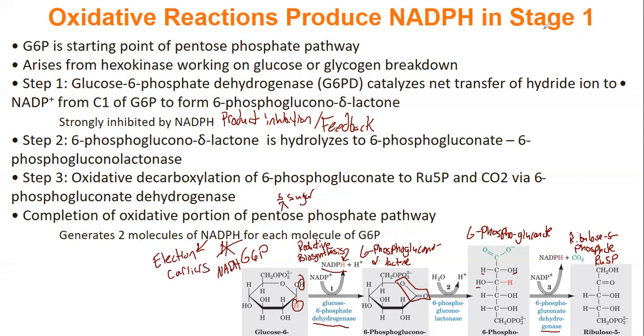Dehydrogenase is an enzyme that does redox reactions. So normally when you see dehydrogenase, what that means is that it's going to use NADH, NADPH, or FADH2. Usually you're going to see one of those. So that's your cue for redox reaction.